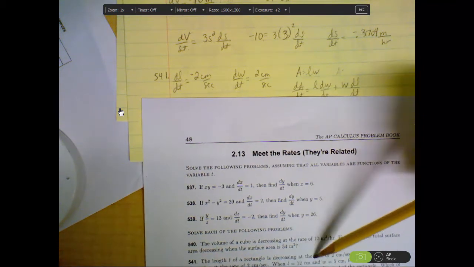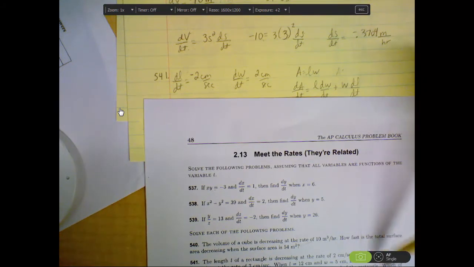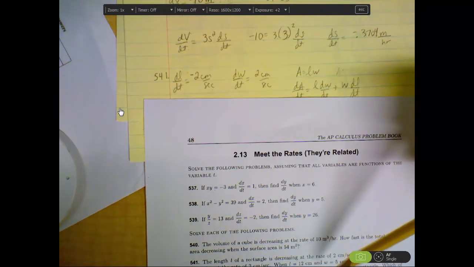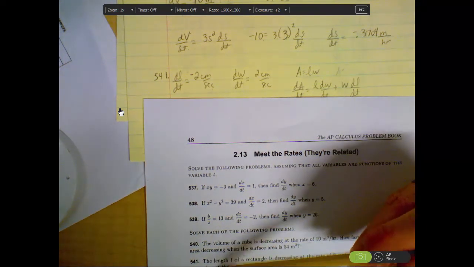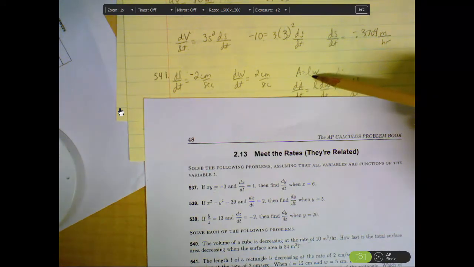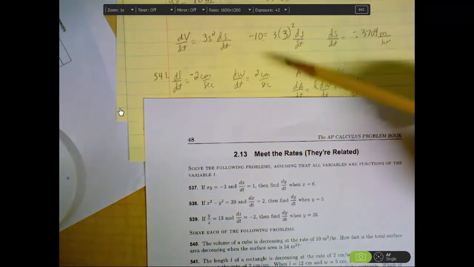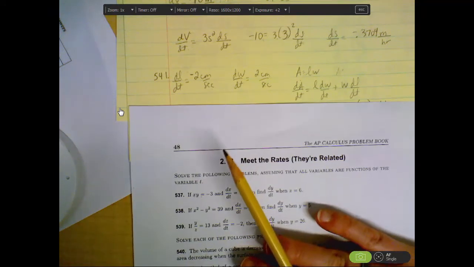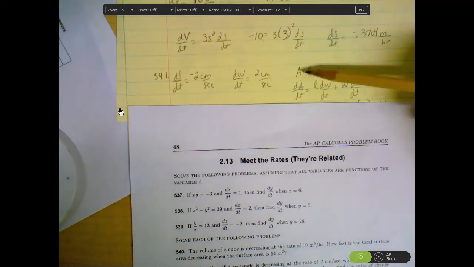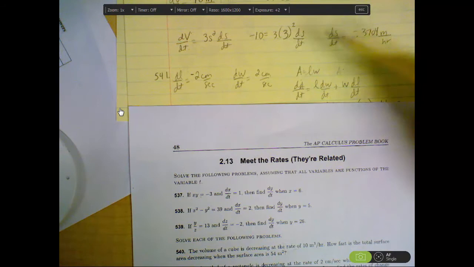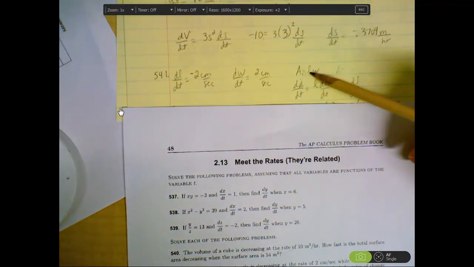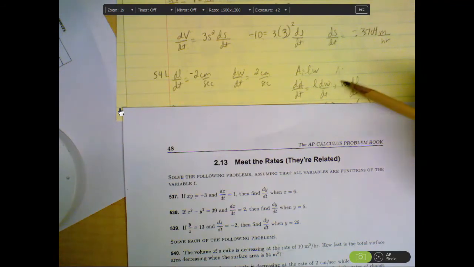When L is 12 and W is 5, find the rates of change of the area, the perimeter, and the length of the diagonal. So the first thing we're going to do is the area. So area is length times width. At this particular moment in time, I can find out what the area is. Do I need to though? No, I guess I don't need to. So we're going to take the derivative of both sides. Oh yeah. So dA/dt equals L times dW/dt plus W times dL/dt. It's simply the product rule.